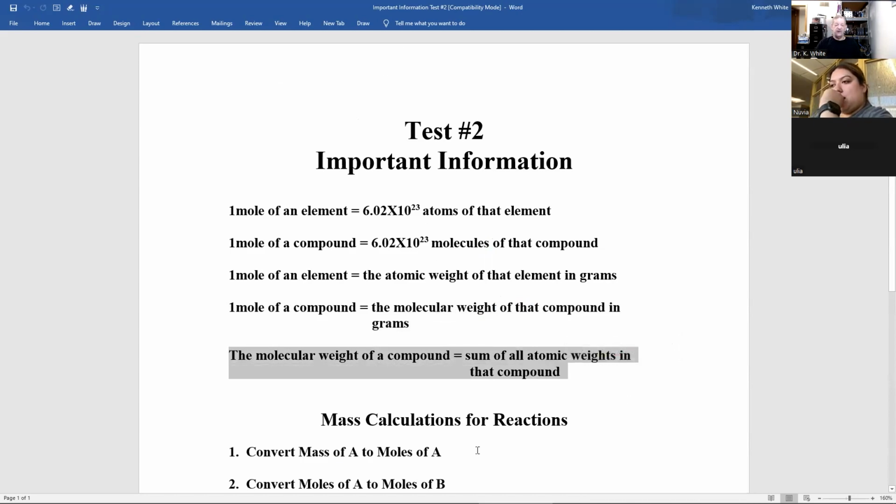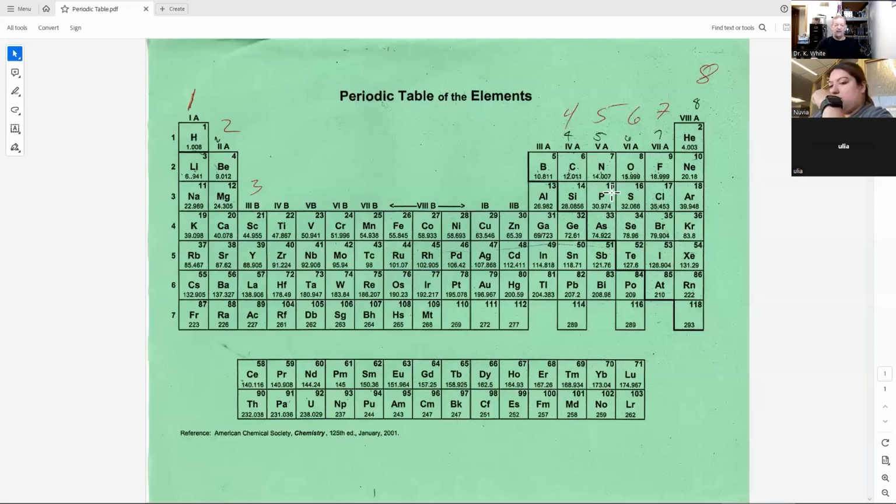Well, CO2, carbon dioxide, has carbon and oxygen atoms. And remember, on test 2, we'll say, please use all atomic weights to 3 significant figures. And for carbon, that's 12.0. For oxygen, round that off, 16.0. And you should know how to do that.